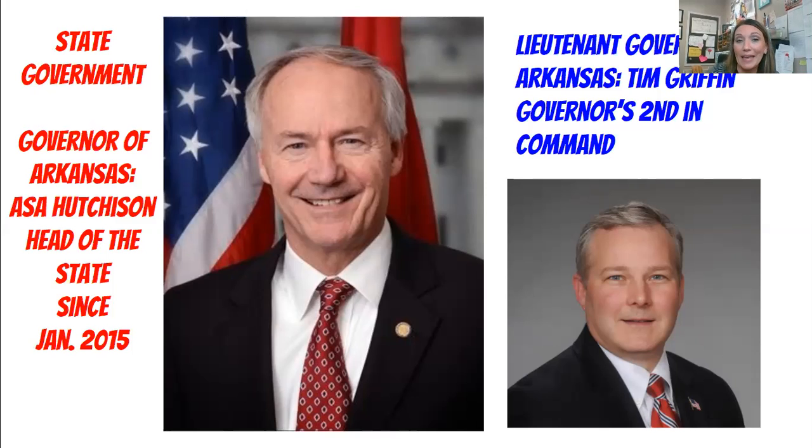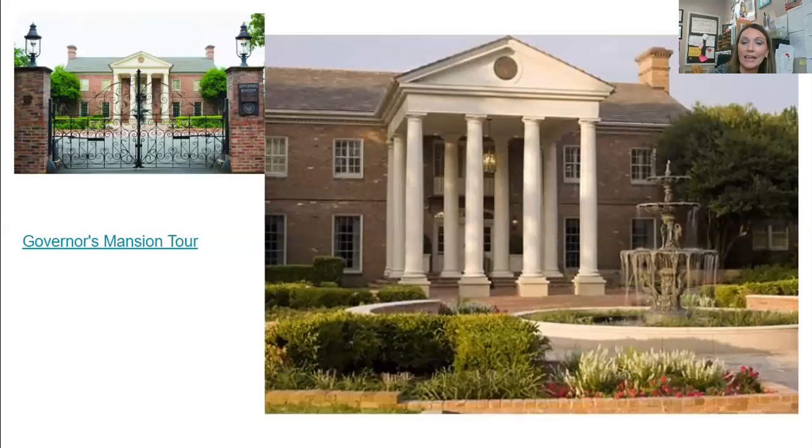So you know how Miss Bacon is our principal here at school? So she's the boss of the whole entire school. And then Mr. Ash is the assistant principal. So that's kind of how the governor and the lieutenant governor is. It's kind of like governor and assistant governor, except for his official name is the lieutenant governor. All right, and here is the governor's mansion in Little Rock. This is where he lives.